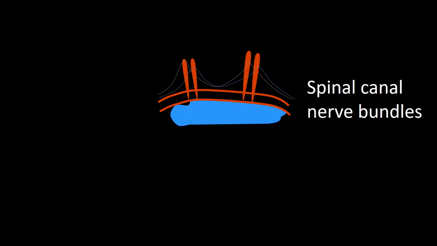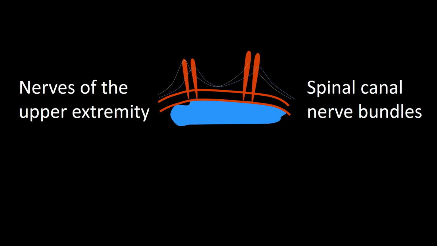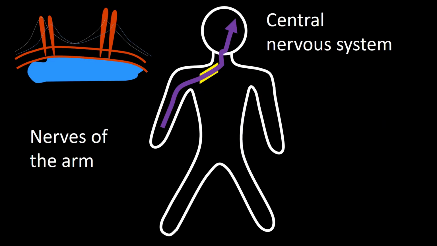So, as you can see, the brachial plexus is a bridge that goes from the spinal canal bundles to the nerves of the upper extremities, thus allowing signal from the nerves of the upper extremities to reach the central nervous system and information from the central nervous system to reach the nerve of the upper extremities and the eye.